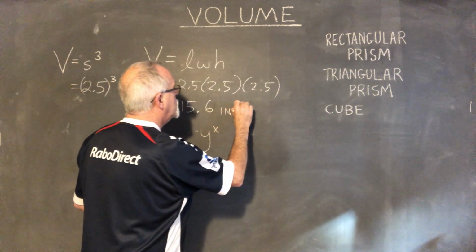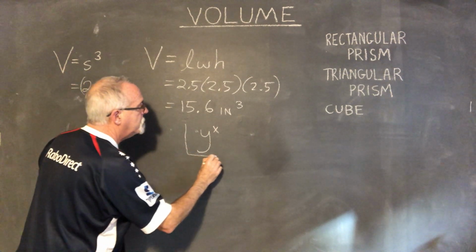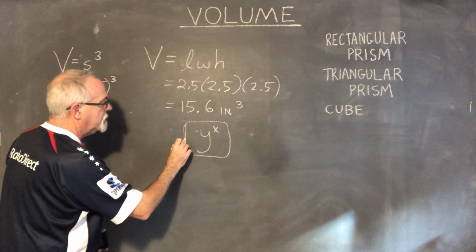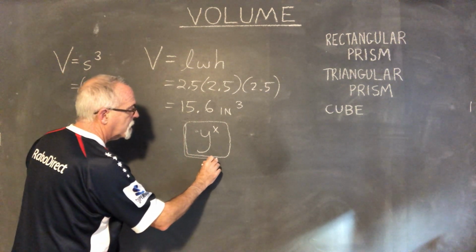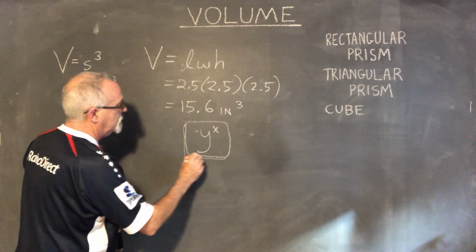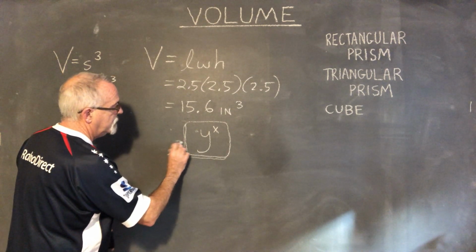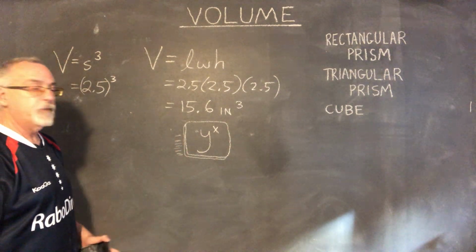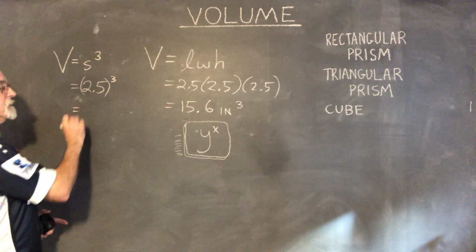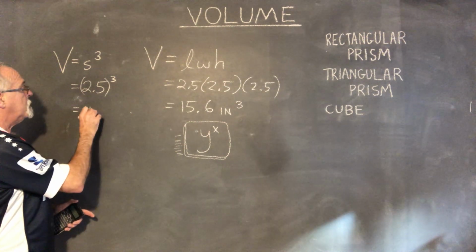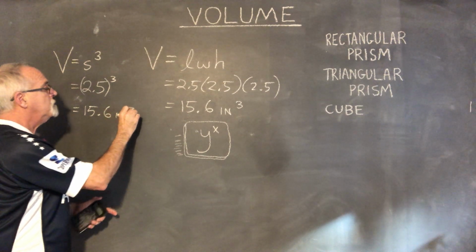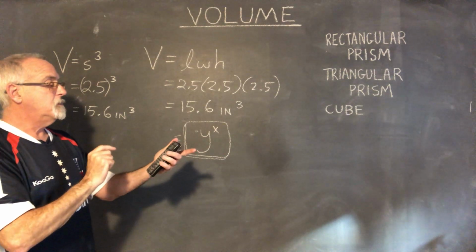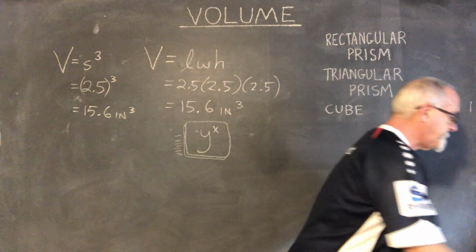inches cubed. I'll make this look more like the real button by drawing a rectangle around it. I can even try to show a 3D effect. Is that working? I can even give it some shading. Okay, I'm not going to do that. I'm not good enough at this. Okay, 2.5 cubed obviously is going to give me 15.6 inches cubed. 2.5 cubed equals. Yes. Okay.